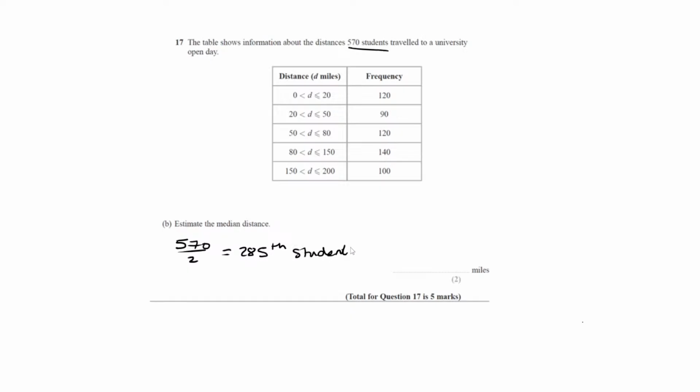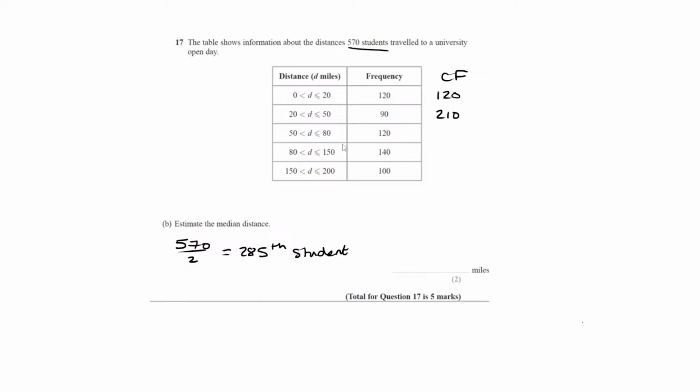Then I have to say, well, what row would that student fall into? So it's kind of a bit like cumulative frequency. I'm going to add them up until I can find a row that includes number 285. So obviously the first row is only up to 120, so it wouldn't be the first row. Then if I add 90, that's 210. That's still not enough, is it?